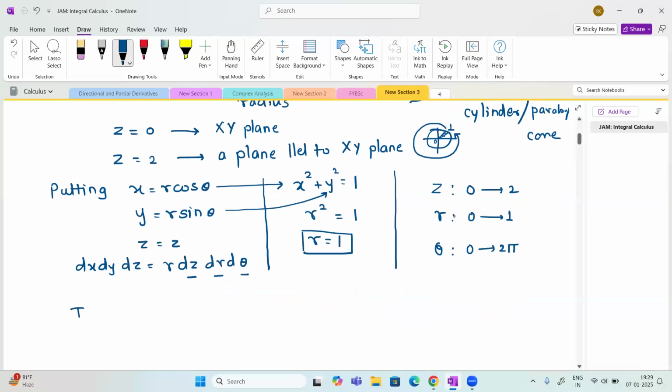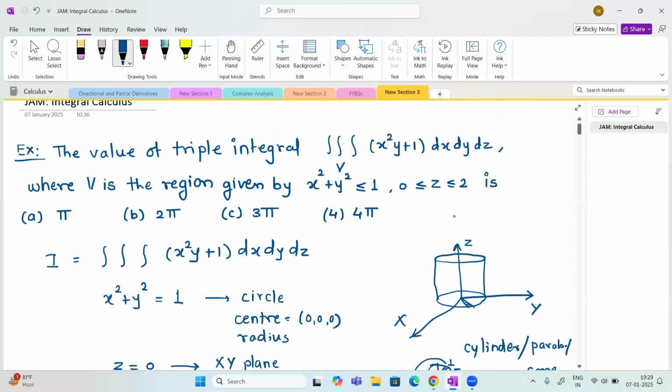So let us solve the integration. Here generally we solve the integration with respect to z first. So I'm writing the limits of z here, the limits of r, and last the limits of theta. Okay, so let us see what the given integral is. x square y plus 1. Let us put the values. X is what? r cos theta, right?